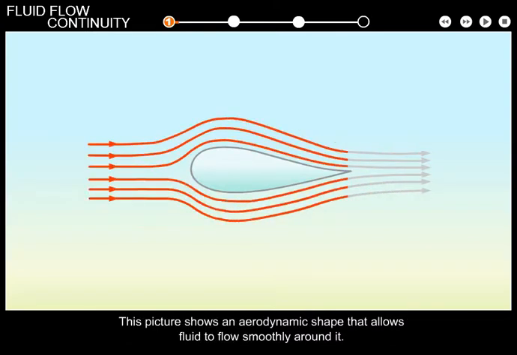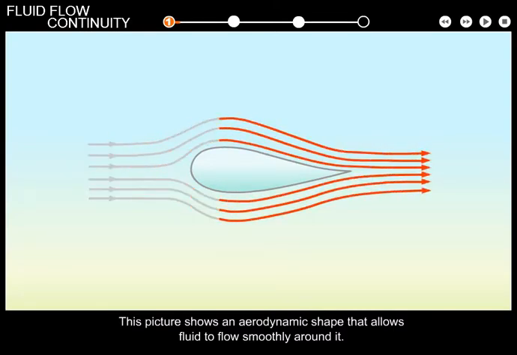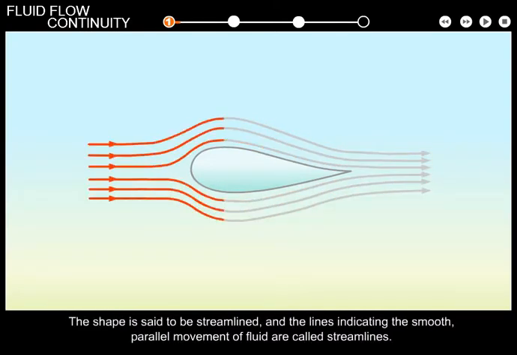This picture shows an aerodynamic shape that allows fluid to flow smoothly around it. The shape is said to be streamlined, and the lines indicating the smooth, parallel movement of fluid are called streamlines.